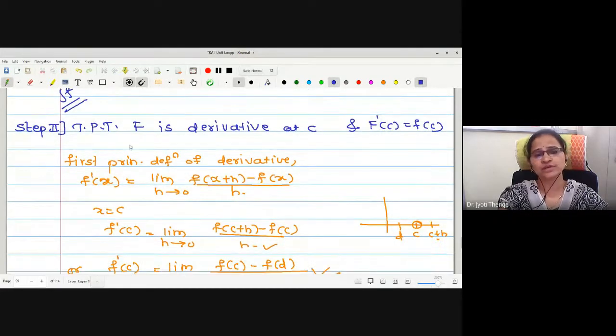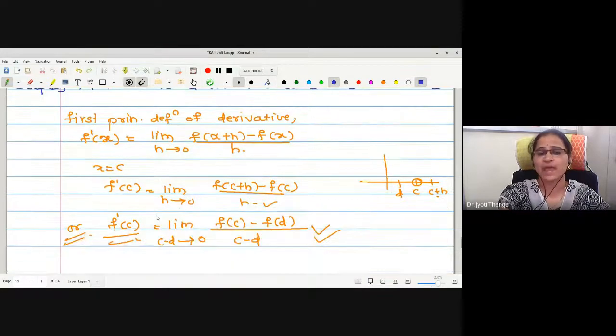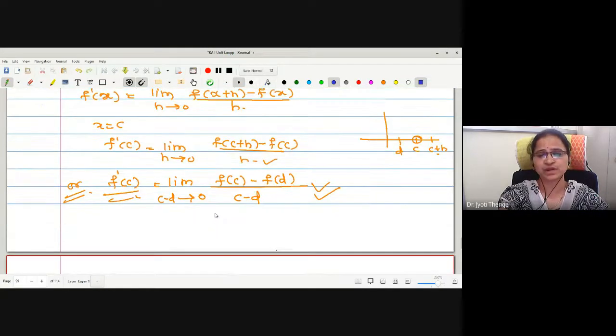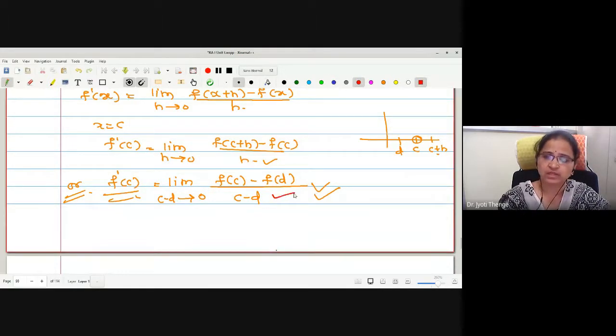Later, to show that the function capital F is derivable at C and these two values are the same, as we have discussed in the last lecture itself, we were going to use the first principle definition of derivative. This is the first principle definition. This first principle definition we were going to make use of as per our convenience. The second form we were going to use is this form.